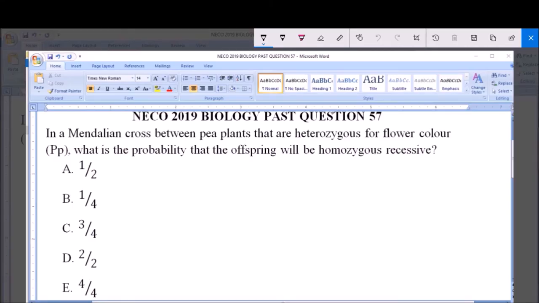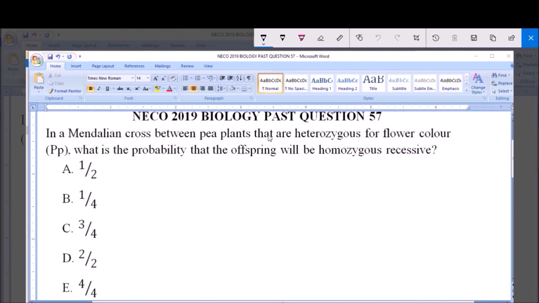I will be answering NECO 2019 biology past question 57. In a Mendelian cross between pea plants that are heterozygous for flower color, Pp, what is the probability that the offspring will be homozygous recessive? A, 1/2, B, 1/4, C, 3/4, D, 2/2, and E, 4/4.